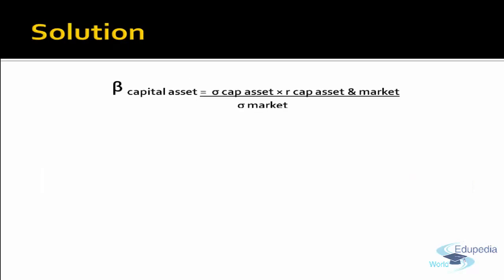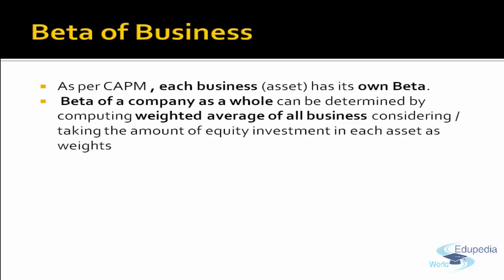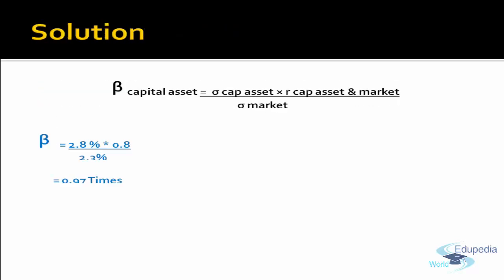So what we'll do? Beta of the capital asset is equal to the standard deviation of the capital asset divided by the standard deviation of the market, multiplied by the correlation coefficient of the capital asset and market. So beta is equal to 2.8 into 0.8 divided by 2.3. I already told you beta is in times. So beta here is 0.97 times.